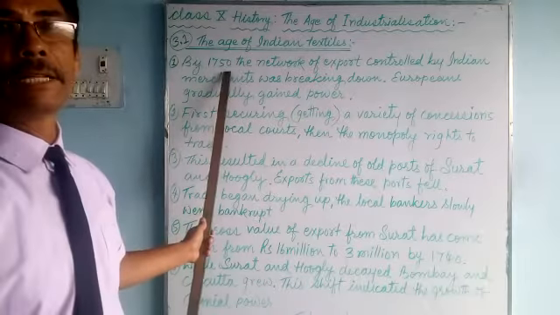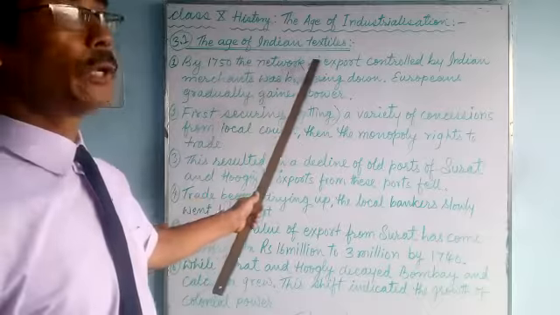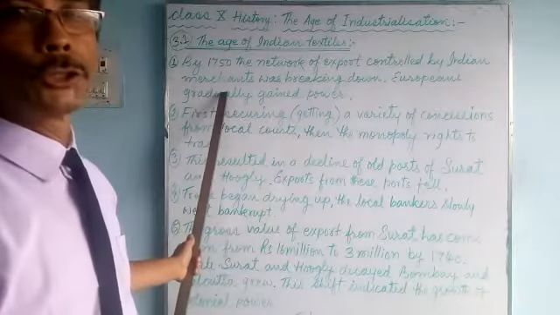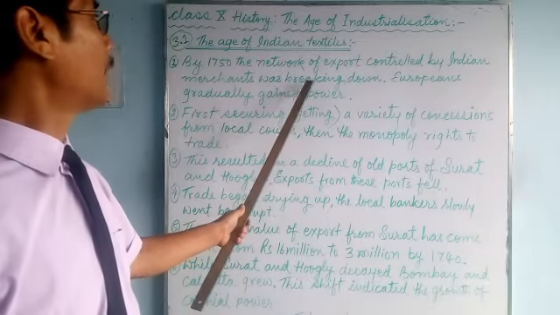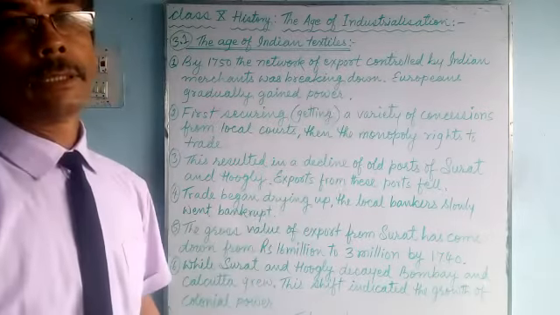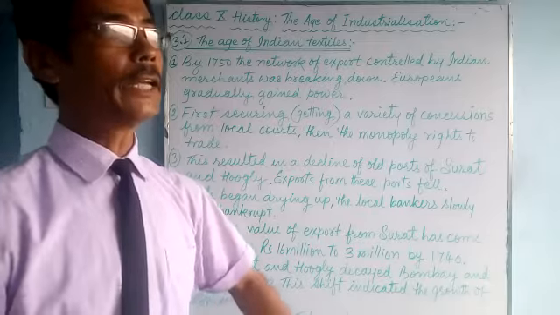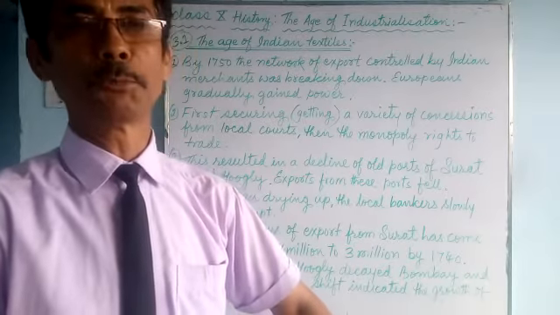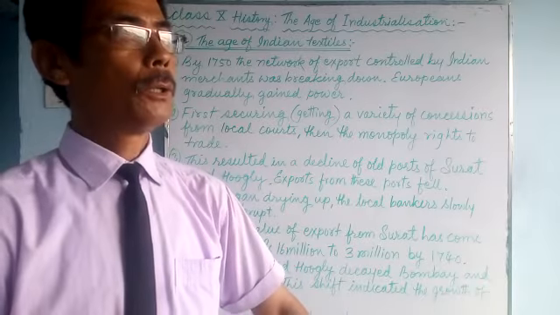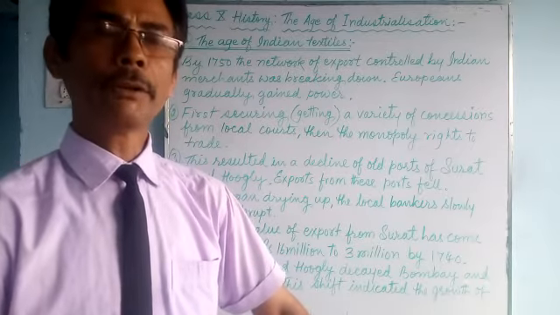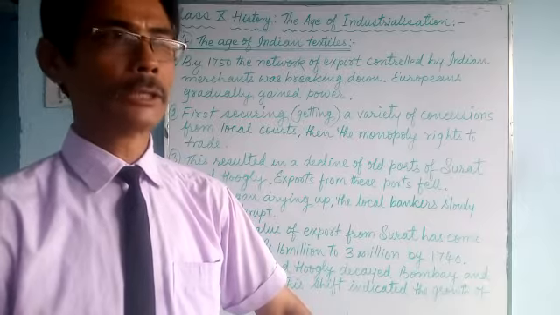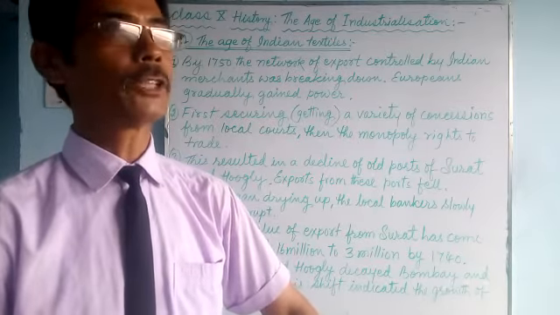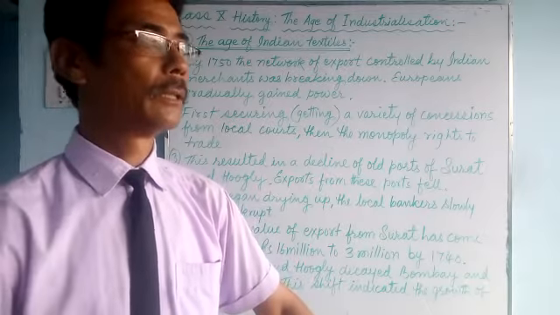By 1750s, the network of export controlled by Indian merchants was declining, breaking down. Previously, Indian merchants controlled everything, import, exports, especially exports. Indian textiles were very famous all over the world, especially the muslin cloth manufactured in Machilipatnam in India.